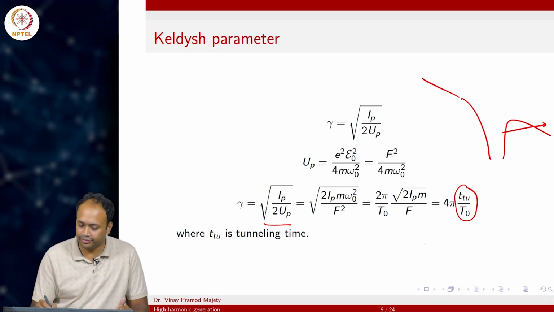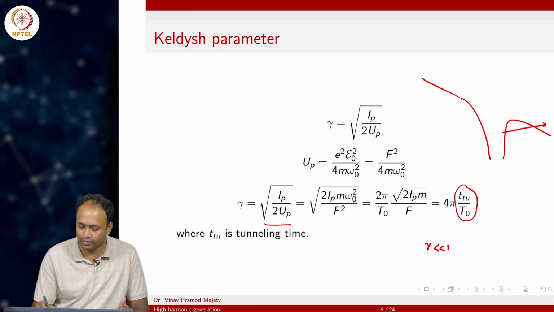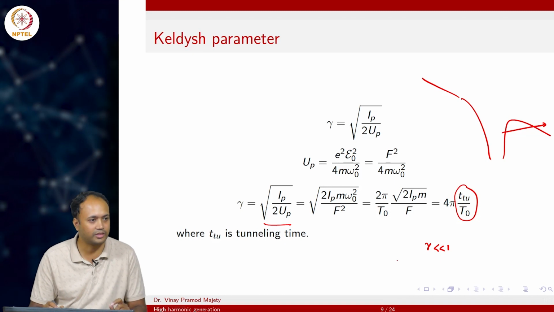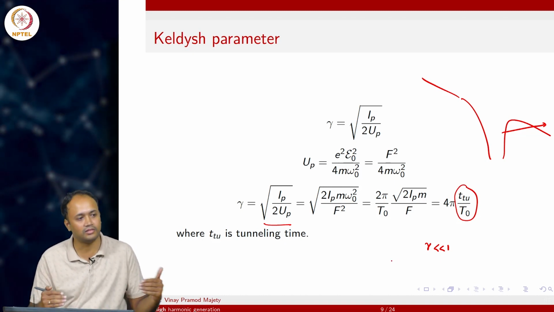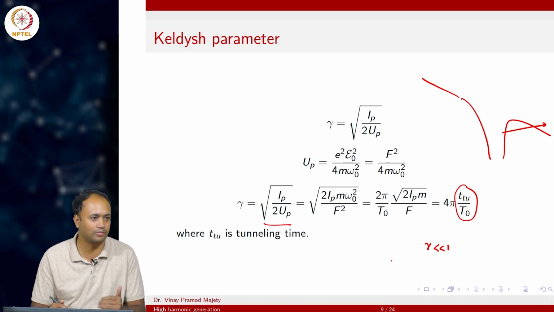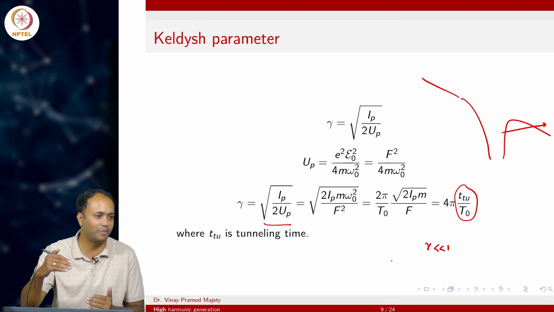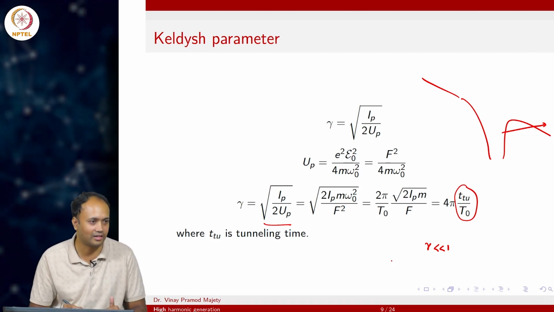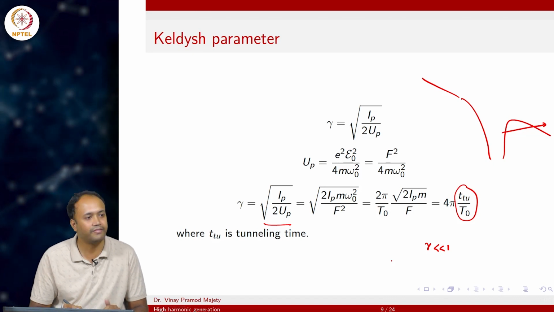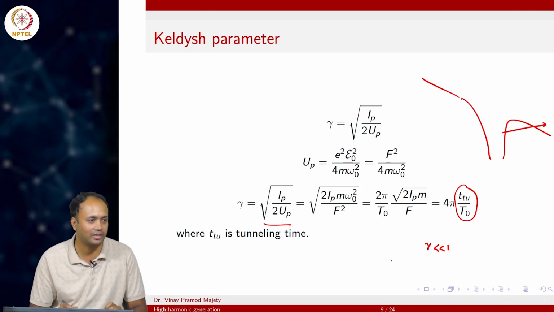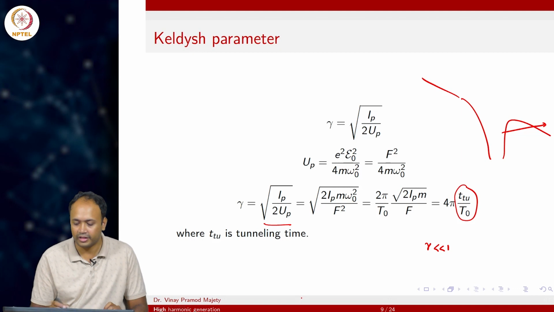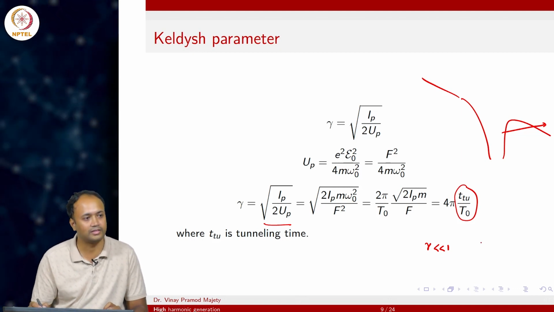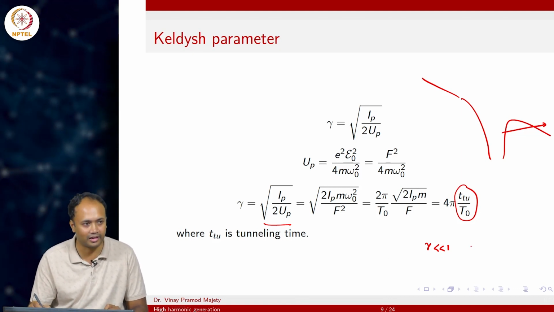If gamma is, for example, much less than 1, that means T_TU is extremely small. At one particular instant, everything tunnels out, right? By the time it goes back to the other side, there is nothing left to tunnel. If T naught is weak, and they are comparable, then both are happening simultaneously.